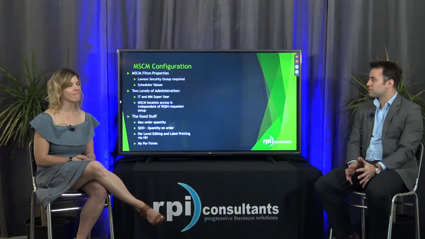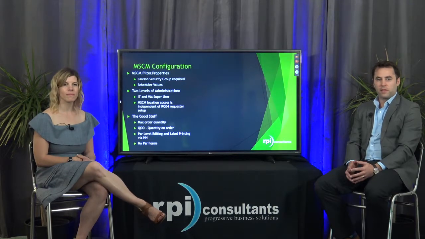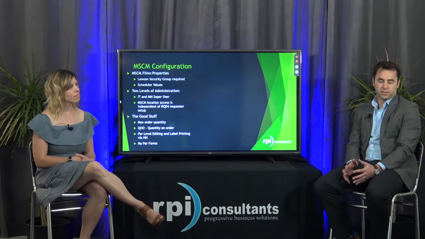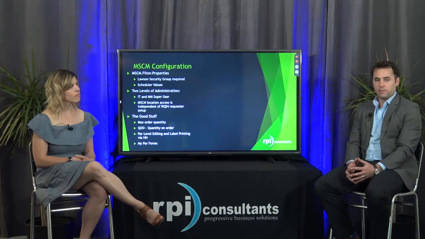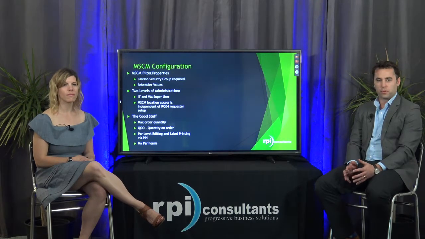There's two levels of administration really. You have the IT information, or the administration level, and they're really responsible for setting up that filtered properties file and making sure everything is running smoothly. They help with printer setups a little bit. And then you have your super user or your materials management super user. And typically their responsibilities are updating and maintaining users, locations, labels. So you have those two separate distinct levels of administration and who does what.